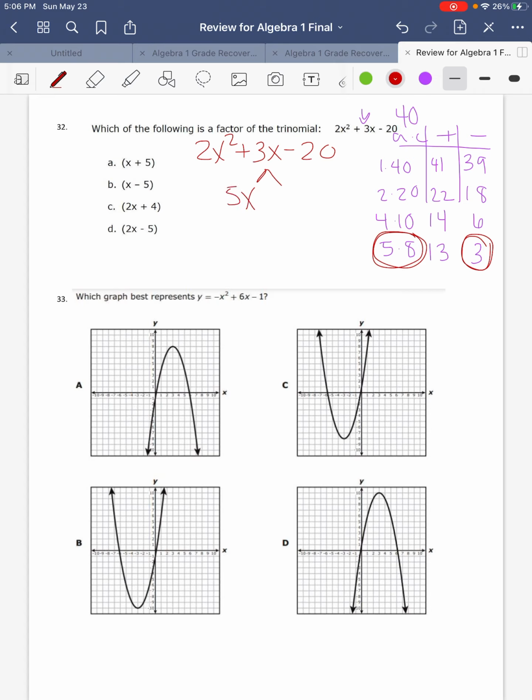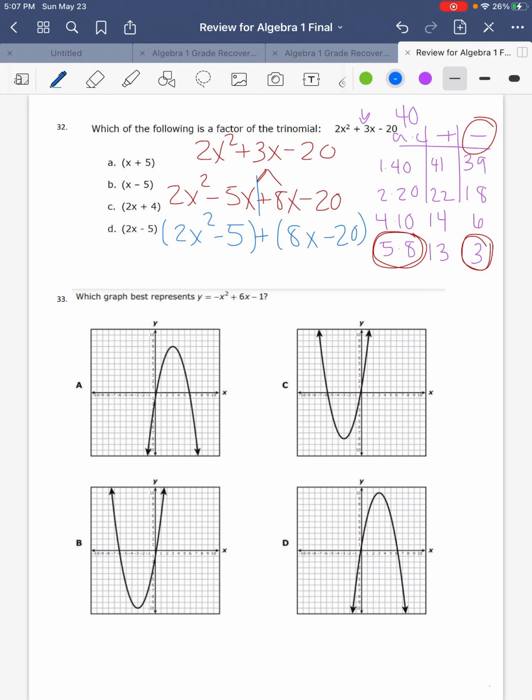So 5x and 8x. And since it was in this minus column, we know these are going to have to be different signs. So to get a positive 3, the 5 has to be negative, the 8 has to be positive. Then I just rewrite the other two. Then we're doing grouping. This is where I split it in half. On one side, I have 2x squared minus 5x. And on the other side, I have 8x minus 20.